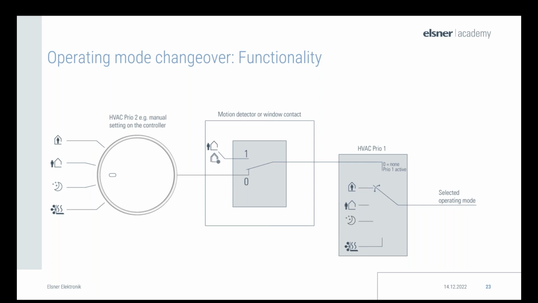So let's take this example a little bit further. If the window is opened now, the window contact switches to the operating mode, for example, frost building protection, and activates the HVAC operating priority 1. As a result, the present operating mode on the heating controller is uncoupled and no longer active. So if the window is now closed again, the operating mode of the manual setting on the controller is called up again. So this is how you can work with priorities and actually make individual room control very smart and put it on a very high level of automation.